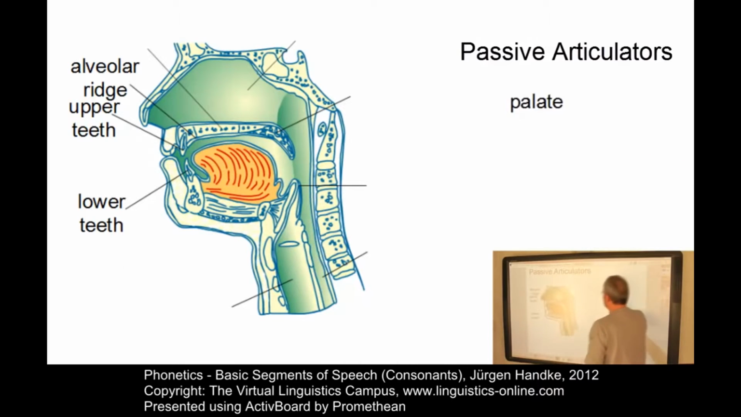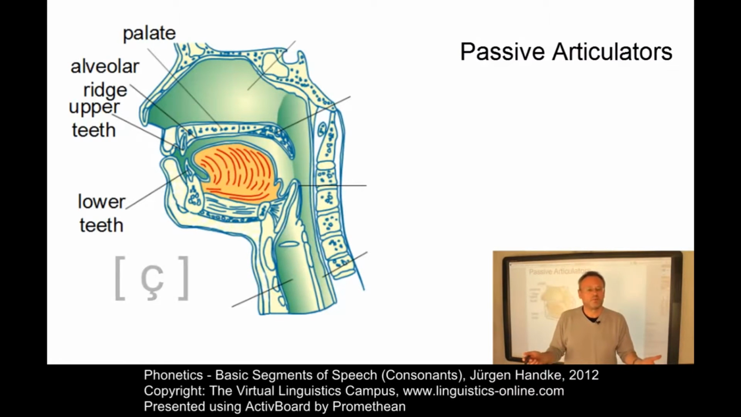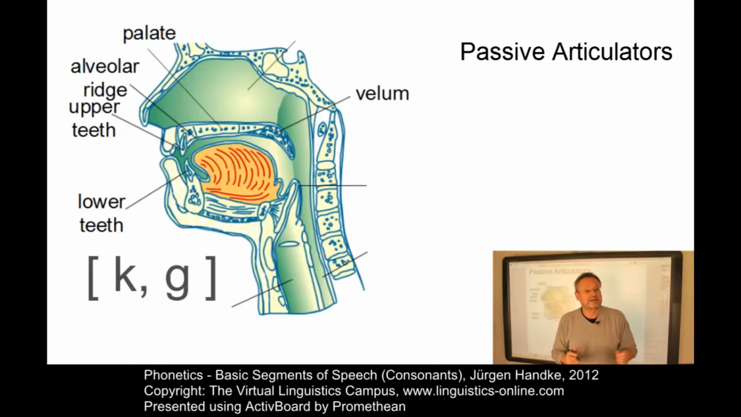The palate, or sometimes called hard palate, is an area for a large number of consonants. It is often referred to as the roof of the mouth. A consonant would be something like sha. And then we have the soft palate or velum. Now, this is a broad band of muscular tissue in the upper region of the mouth. Typical consonants are ka or ga.